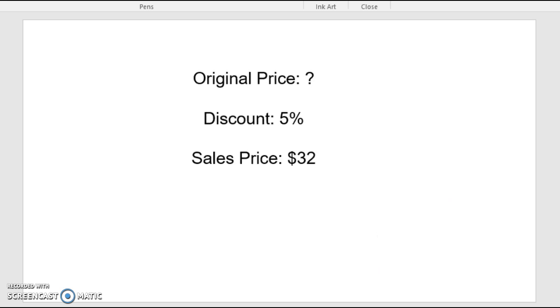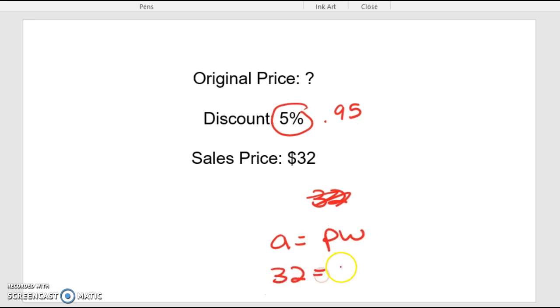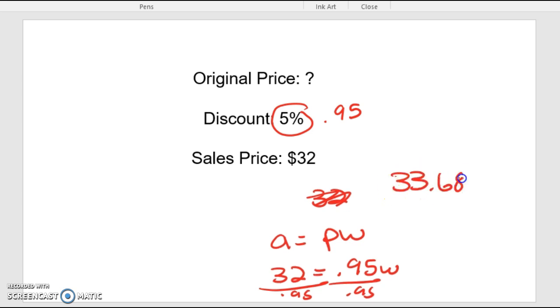All right, let's see here. Okay, so we have an original price now. So remember, when we're finding original price, we actually don't want to use this number. Instead, what we want to use is the opposite of this. So we want to use 0.95. Sorry, actually, let me write my equation. I have A equals PW. 32 is equal to 0.95 times W. Then we divide each side by 0.95. Again, I'm going to do it with my calculator to save time. 32 divided by 0.95 is 33.68, and that would be our answer here.